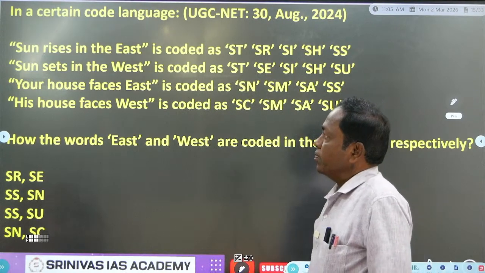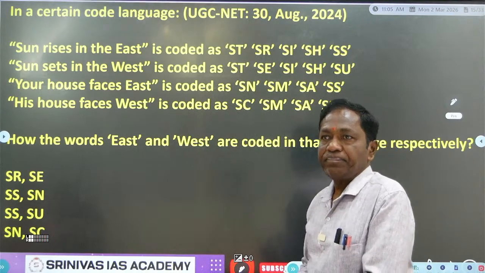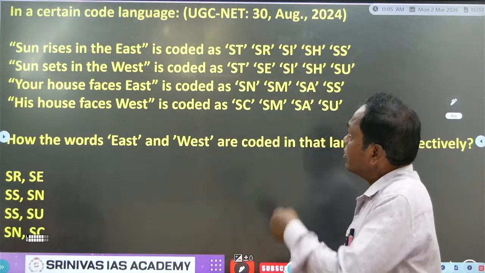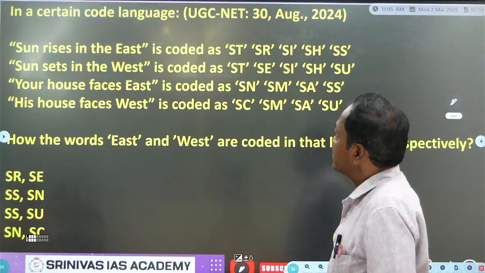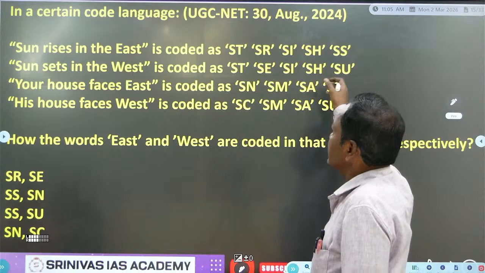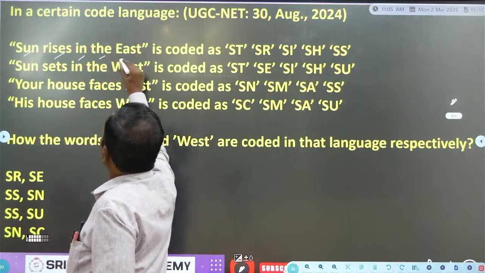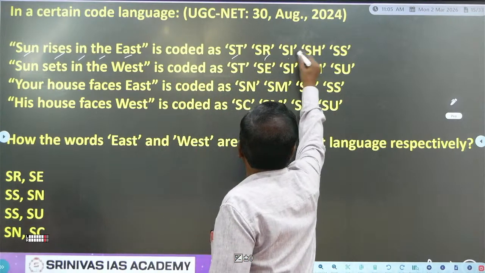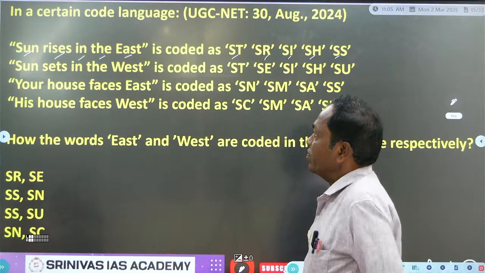Now, there are four groups of words given here. In a certain code language, sun rises in the east is coded as ST, SR, SI, SH. Because how many words are there? 1, 2, 3, 4, 5. Codes are 1, 2, 3, 4, 5. So every word is followed by a code.